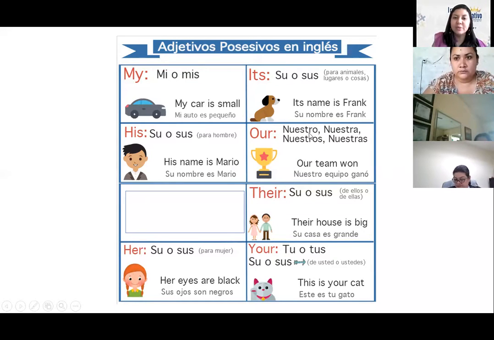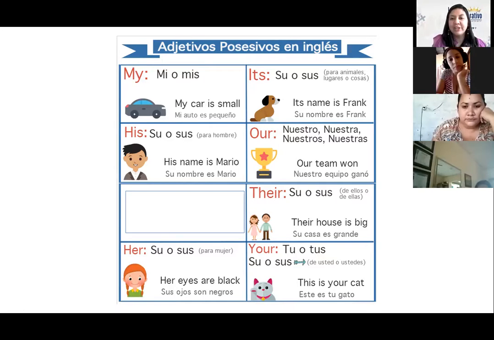Our means nuestro, nuestra, nuestros, right? Our team won. Our class is big. Our teacher is Rocio. Okay? Their, para ellos, su o sus, de ellos o ellas. Their house is big. Their children are little. Their school is small.